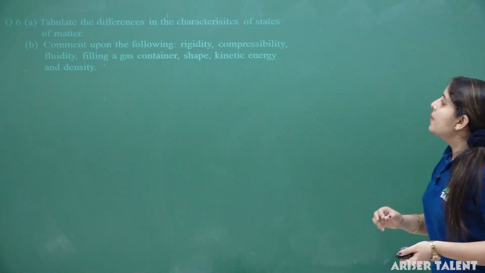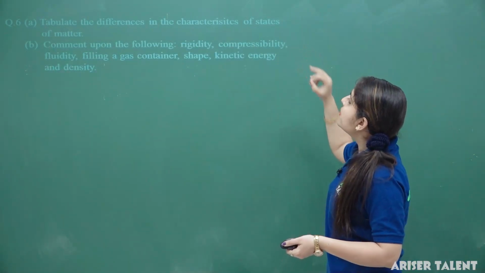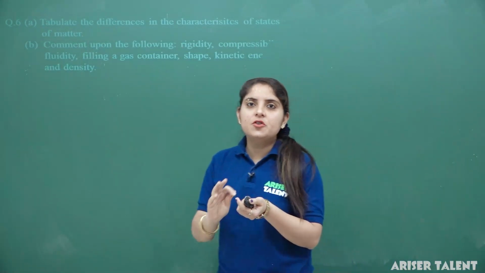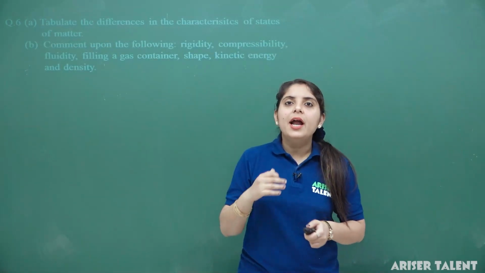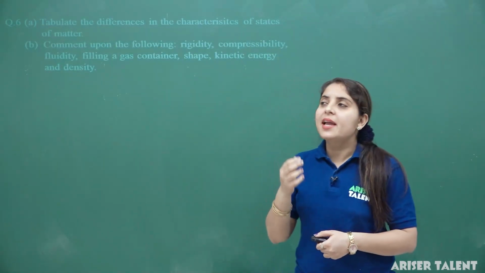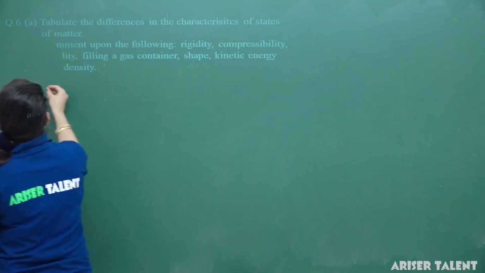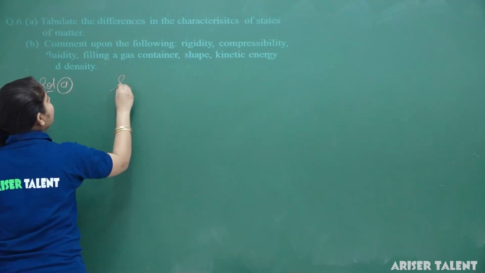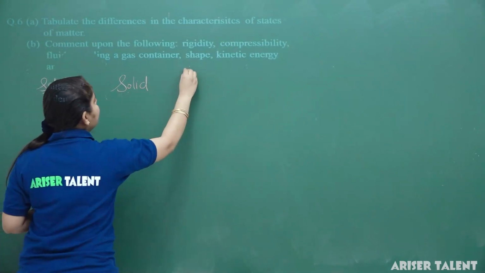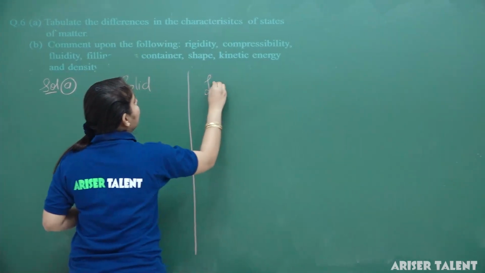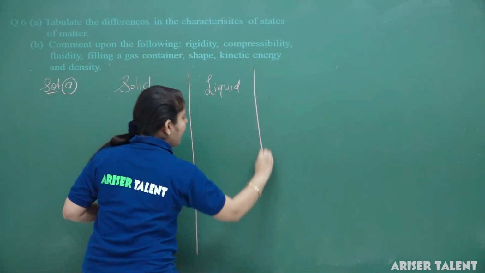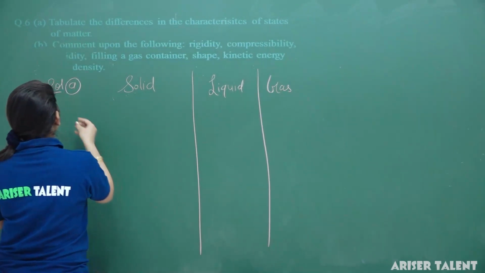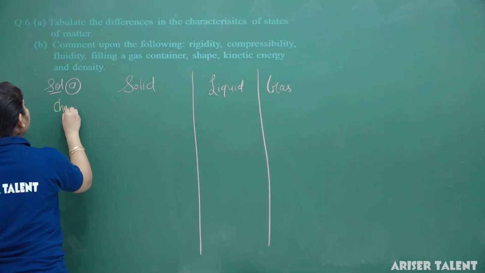Our first problem is we have to tabulate the difference in the characteristics of the states of matter. We know that we basically have 3 states of matter: solid, liquid and gas, and on the basis of many properties they can be differentiated. Now we want to write some of the characteristics of them.